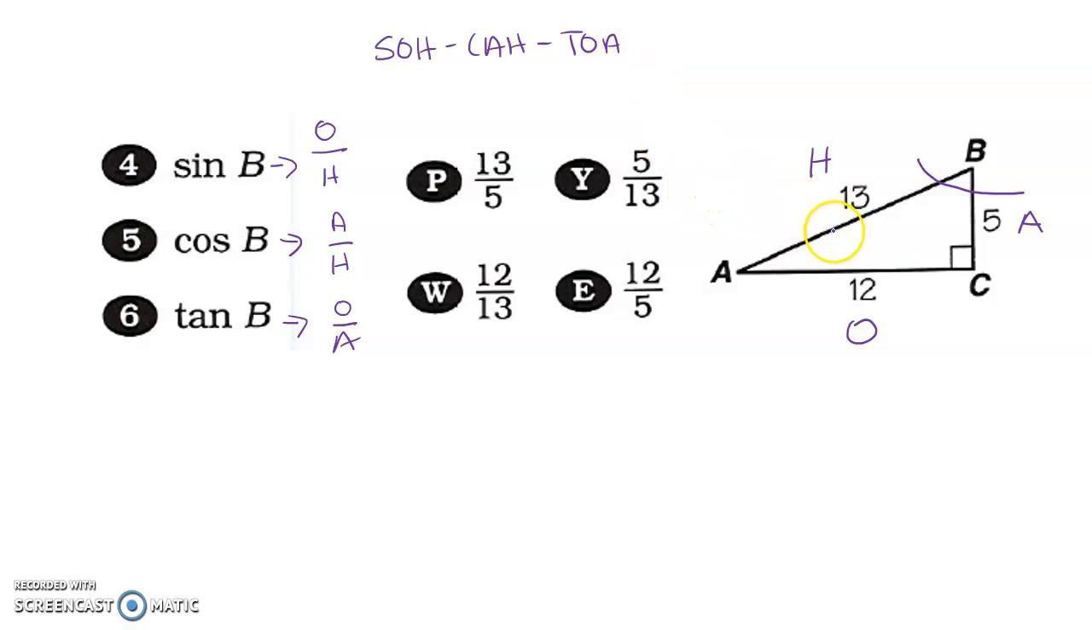Okay, so opposite over hypotenuse, 12 over 13. That's this one, making this a W. Adjacent over hypotenuse, that's 5 over 13. So this one's a Y. And then opposite over adjacent, that's 12 over 5.